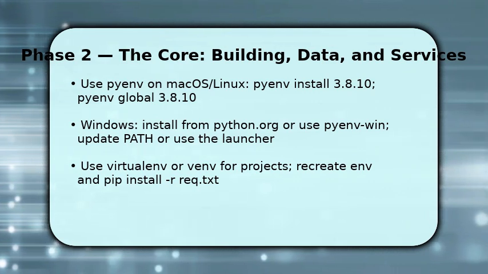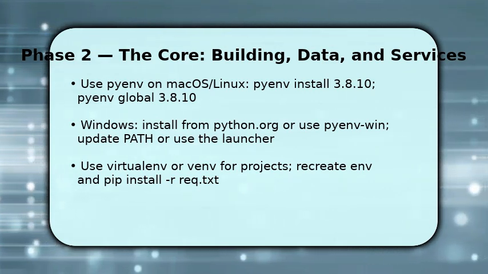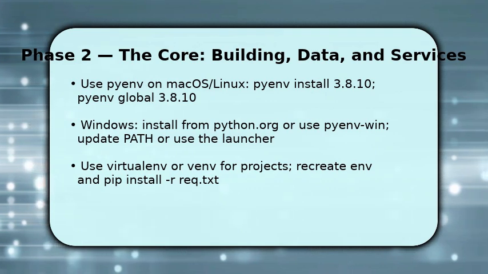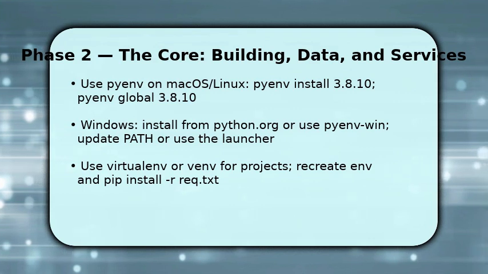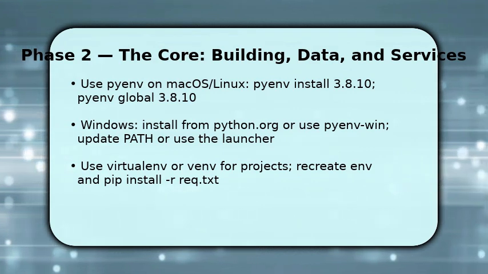new version. After installation, create a virtualenv or venv per project, activate it, and run pip install -r requirements.txt so dependencies match. Make sure shell sessions are restarted to pick up the change.